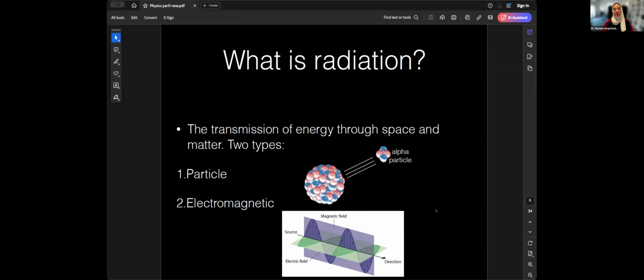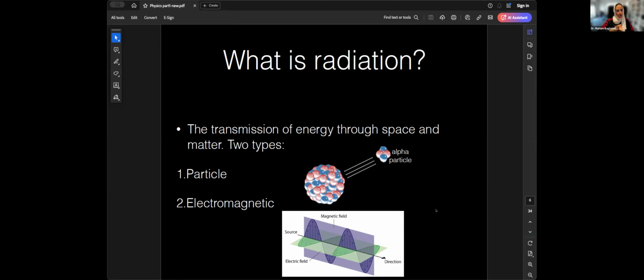So what is radiation? What is radiation at its essence, at its core? What does it mean? Basically, radiation is the transmission of energy through space, and it can be of two types. So radiation is an energy, basically, and this energy moves through space. There are two types: one called particle, and the other called electromagnetic.